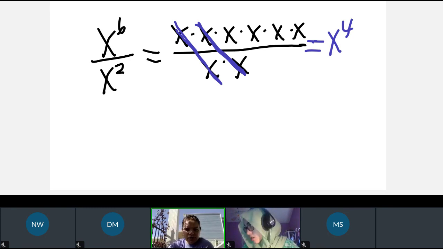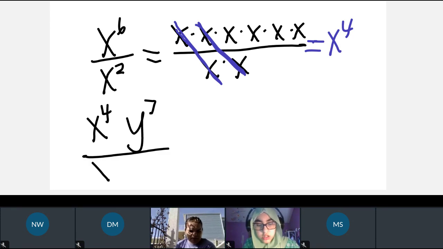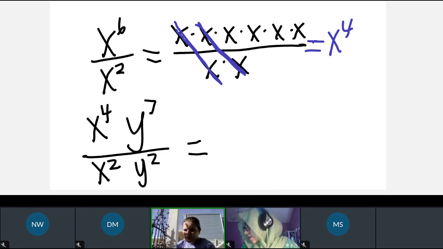Okay, so let's try another one. We're going to do another simple one. Let's do x to the 4th, y to the 7th, divided by x squared, y squared. There are 4 x's after I eliminate one from the top and one from the bottom, one from the top, one from the bottom. So I can cancel those out because I have one on top and one on bottom. So now I have nothing left on the bottom and 4 x's left on the top. Good question.